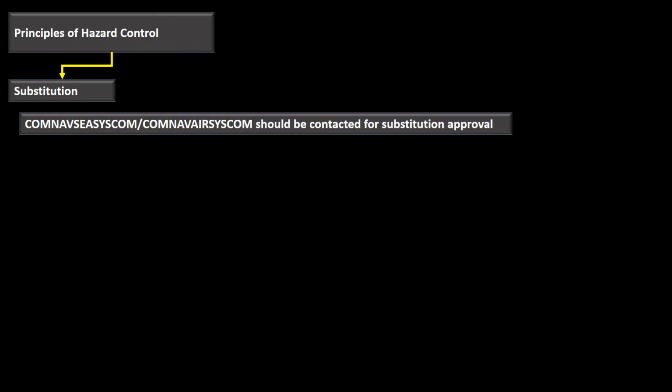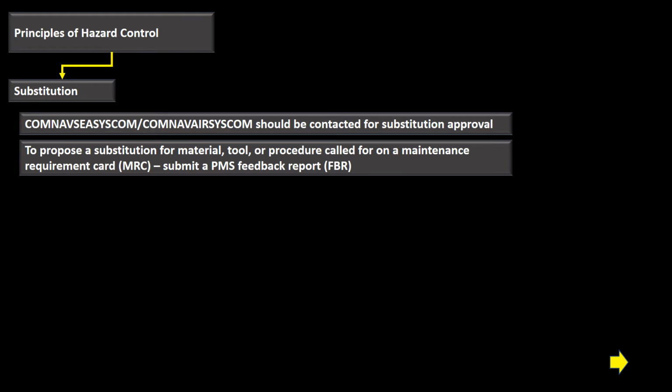Anytime we want to substitute anything, we've got to get approval, and we've got to get approval from ComNavSea Systems Command or ComNavAir Systems Command as appropriate. And then if we're going to do something that involves our MRCs, our maintenance requirement cards. Okay, so these are cards that are used for the planned maintenance system. These cards have a step-by-step procedure and all the tools you'd use for any kind of maintenance.